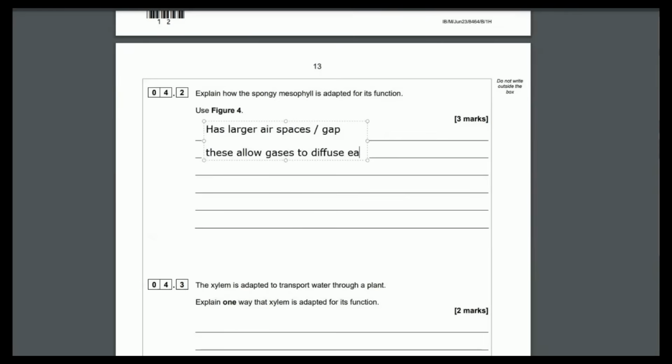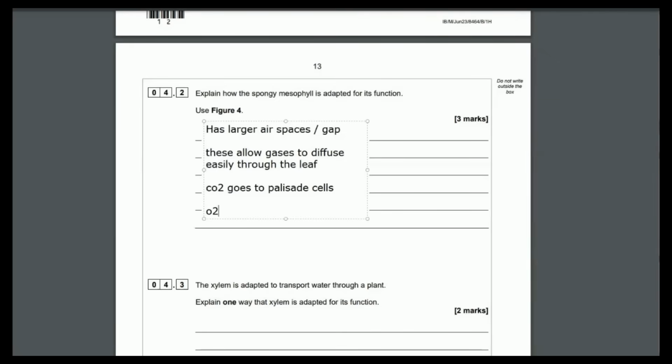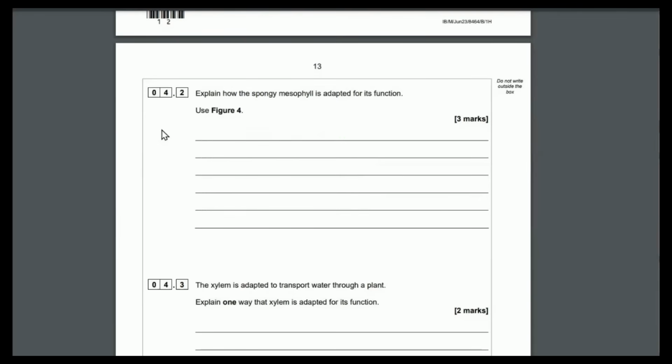So explain how the spongy mesophyll is adapted to its function. It has large air gaps. These allow gas exchange, rapid diffusion of carbon dioxide over to the palisade cells. You can call them palisade mesophyll cells if you want. It also allows the oxygen produced in the palisade mesophyll cells, which is a waste gas, to be rapidly diffused out through the air gaps and out of the stomata. Okay, we're going to get us 3 marks for that answer there.